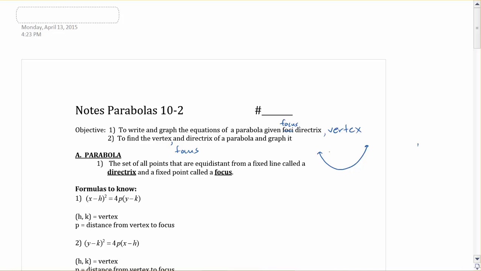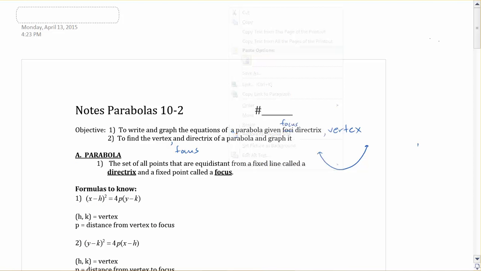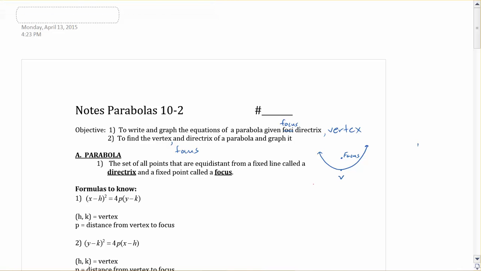And what there is with a parabola is there's 2 points that are new. We know what the vertex is. The vertex is going to be right here. The focus is what one of the new points is. So a focus is going to be a point that's within the parabola. And what's also new is a line called the directrix. And that line is going to look like, for this problem, a horizontal line going across.